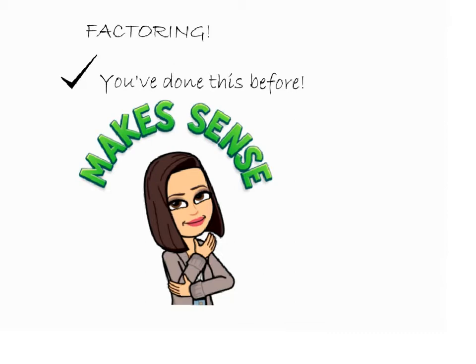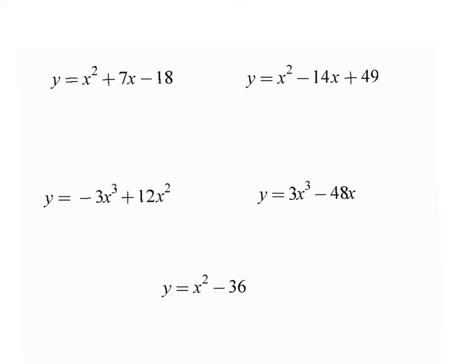Okay, guys, we are going to factor. You have done this before, so hopefully this makes sense. So a quick reminder, factoring is when you find factors of negative 18. So if I write them down for you, factors of negative 18 would be 1 times 18, 2 times 9, and so on and so forth, 3 times 6. And you find the factors of 18 that add to 7.